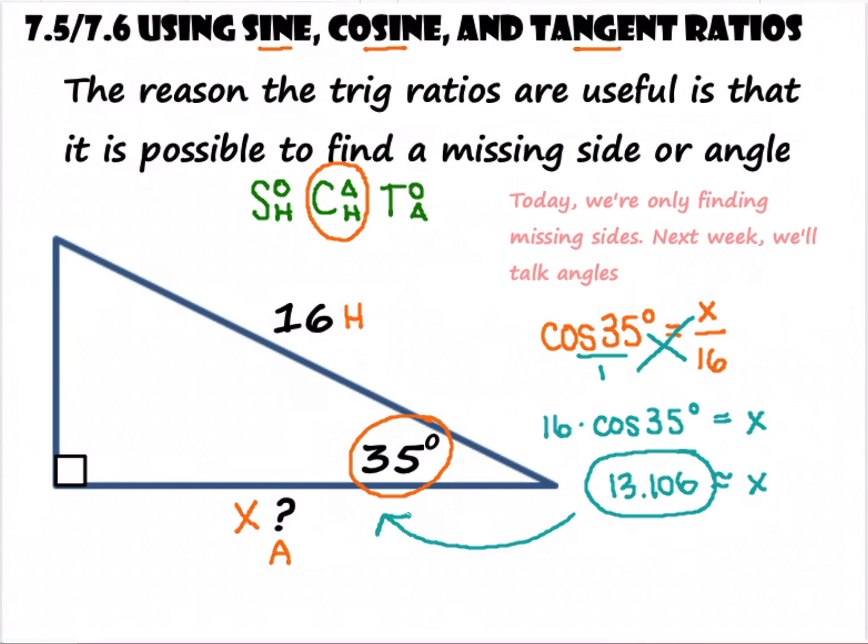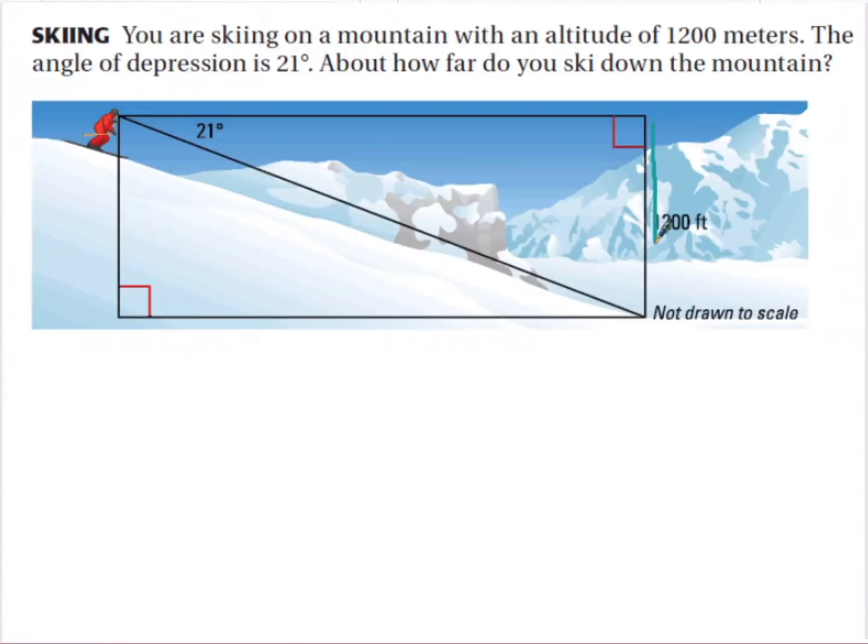So cool. Here's an example if you knew what elevation you were at on your mountain and you knew how steep of a mountain it was. That would be enough to calculate how far we're actually skiing down that mountain. They use this term angle of depression is 21 degrees. That means normally you look straight ahead, but if you're skiing down a mountain, you're naturally going to look downward. So they call that an angle of depression.